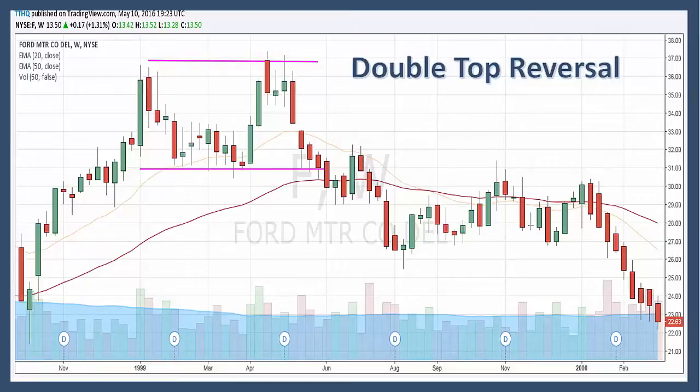So with any reversal pattern, there must be an existing trend to reverse. In the case of the double top reversal, a significant uptrend of several months should be in place. Now, the first peak should mark the highest point of the current trend. As such, the first peak is fairly normal and the uptrend is not in jeopardy, or at least it's not in question at this time.